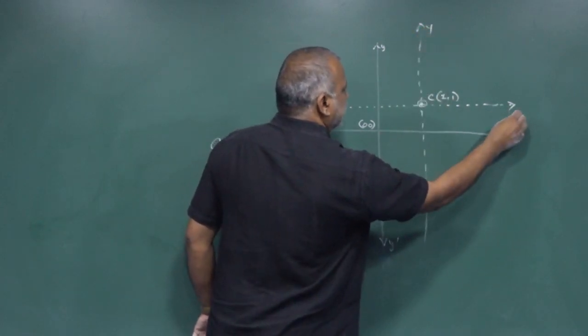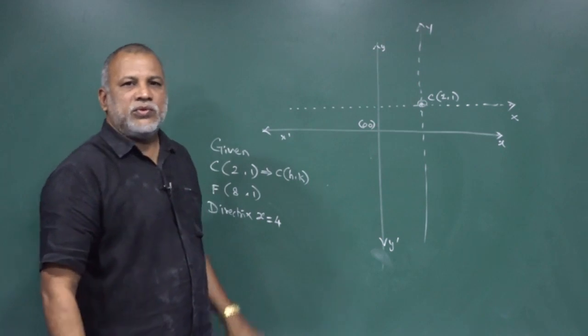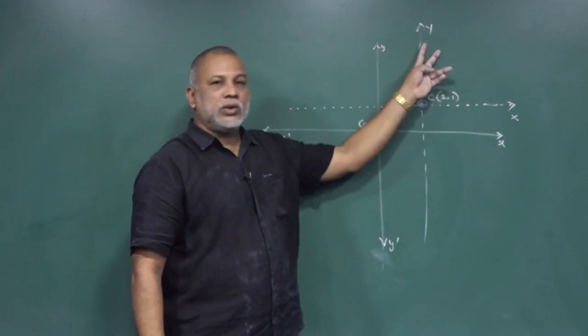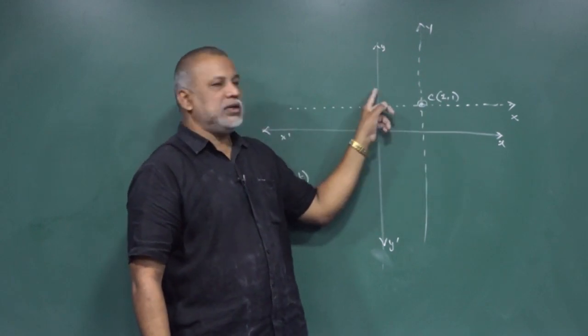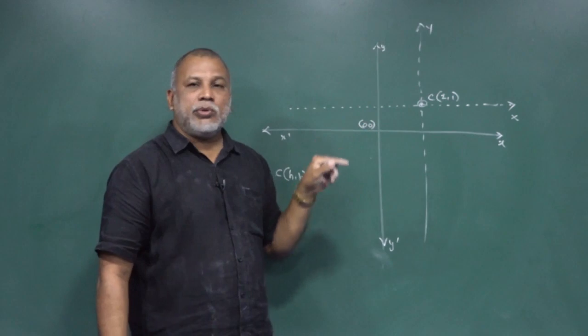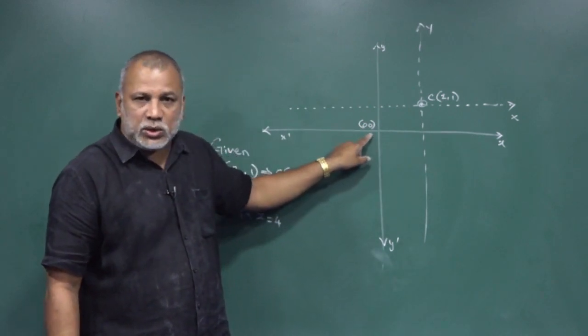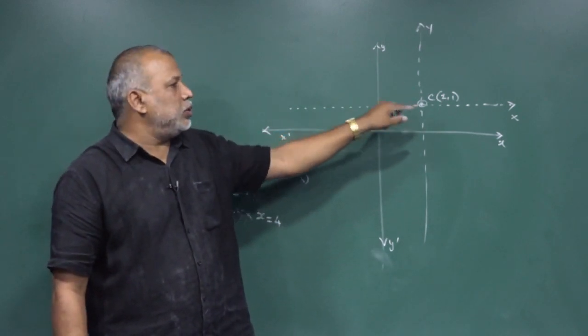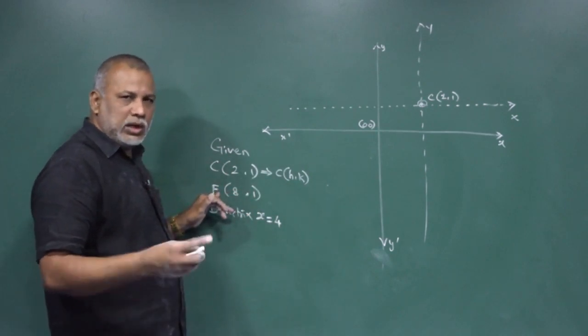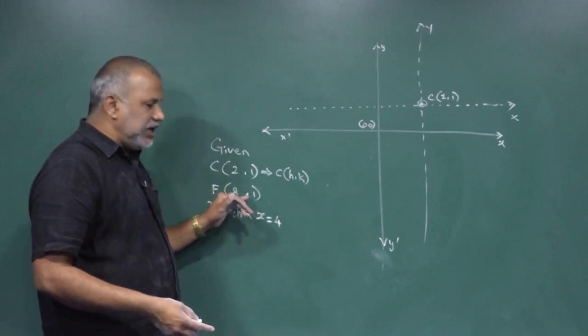See capital X and capital Y axis. So we need to draw new axis, capital X and capital Y, parallel to small x and small y. Here the center is shifting to some other point. Instead of the center (0, 0), it is shifting to the point (2, 1). Another value is given: one of the foci is given, (8, 1).